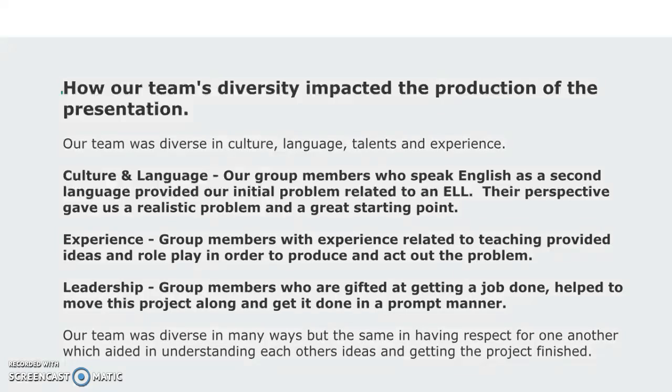Leadership. Group members who are gifted at getting a job done helped to move this project along and get it done in a prompt manner. Our team was diverse in many ways, but the same in having respect for one another, which aided in understanding each other's ideas and getting the project finished.